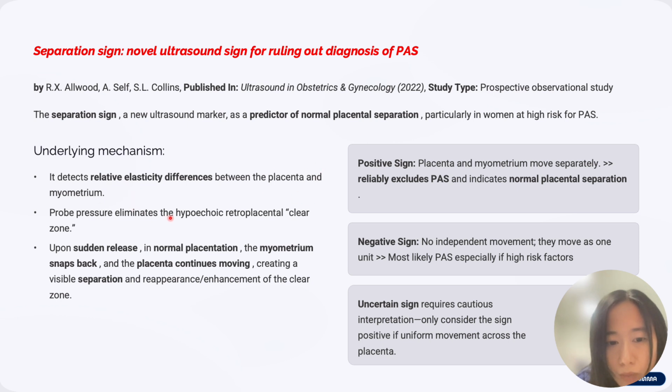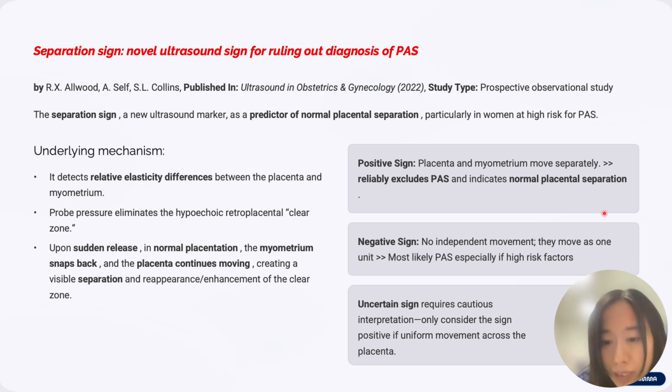So with probe pressure, when we press and then release, the myometrium is very elastic, so it snaps back very quickly, whereas the placenta and endometrium are slow to come back and continue moving. So there's more separation. That clear zone, the retroplacental clear zone, becomes clearer. A positive separation sign means the placenta layer and the myometrial layer separate easily on scan when we see it.